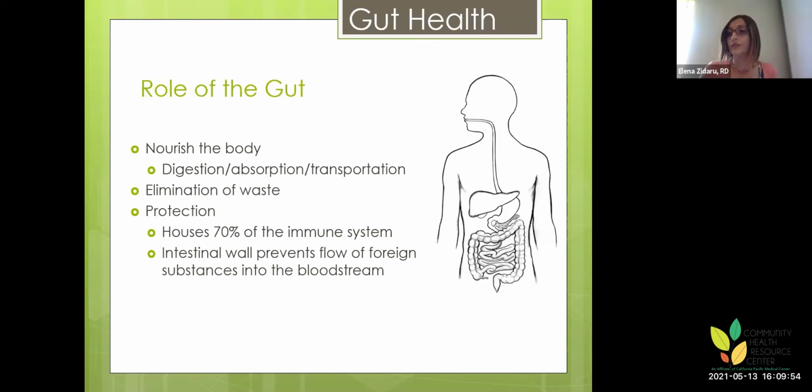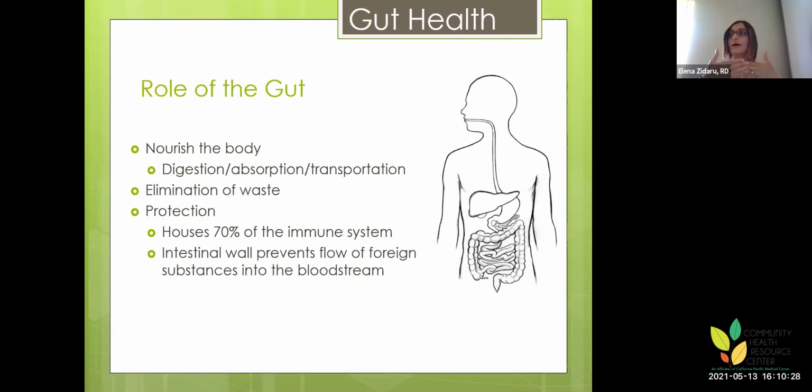So the role of the gut is pretty complex overall, as we all know. It's definitely about nourishing the body, creating that fuel that our cells can use through digestion, absorption, and transportation of the fuel, elimination of waste, that's part of our large intestine, and then the protection too, because about 70% of our immune system is actually in the gut. And then the intestinal wall also prevents the flow of foreign substances into the bloodstream.